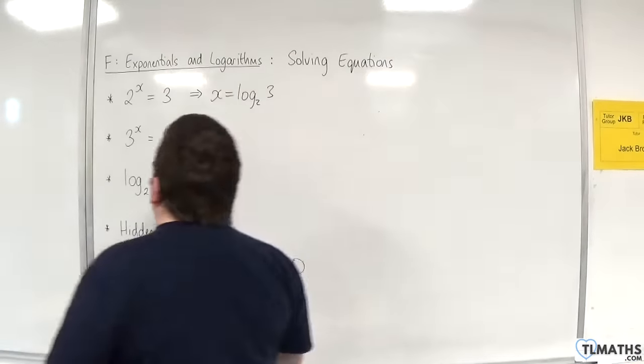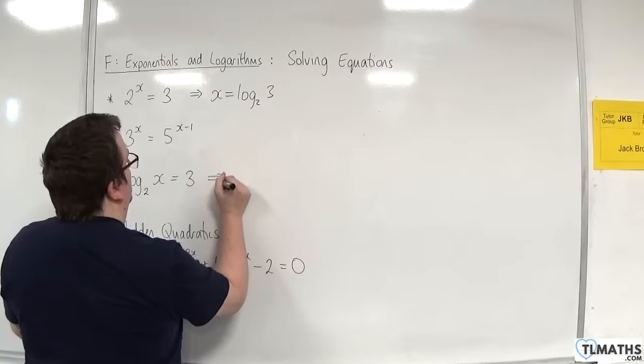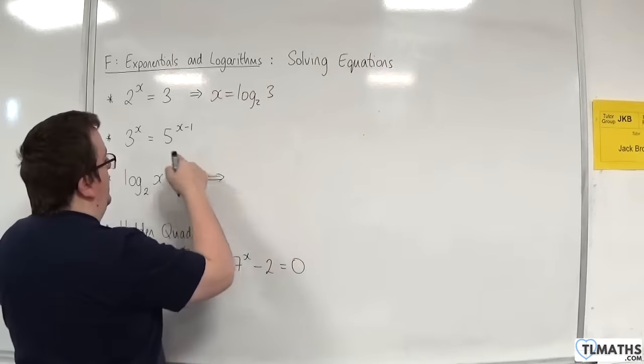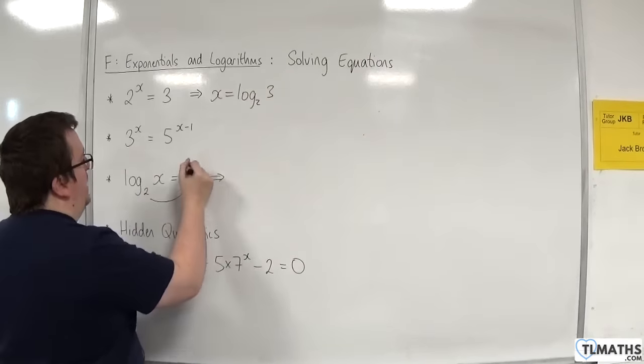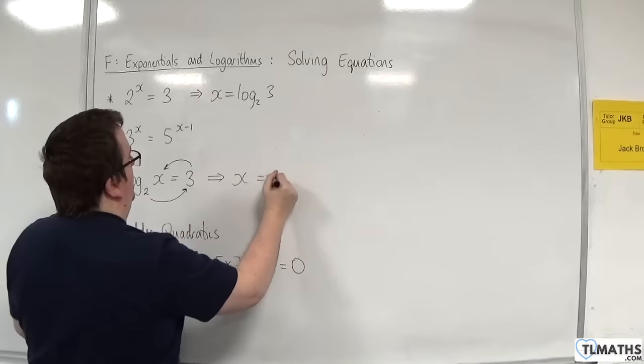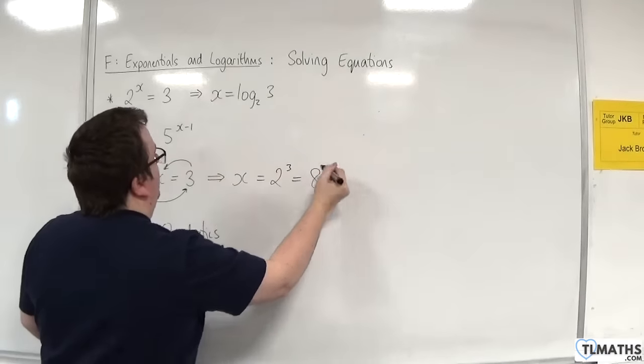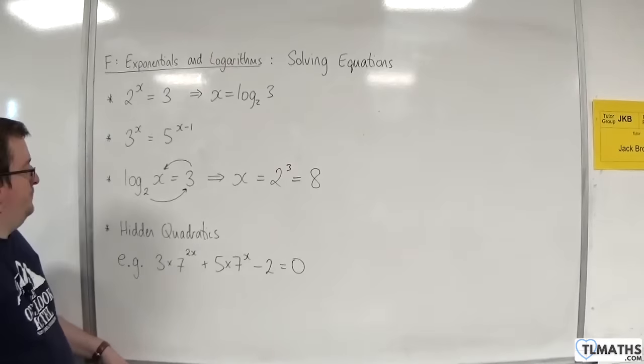With a logarithmic equation like this, log base 2 of x is equal to 3, quickest way is just to convert it into exponential form. So 2 to the power of 3 is equal to x. So x is equal to 2 cubed, so x would have to be equal to 8.